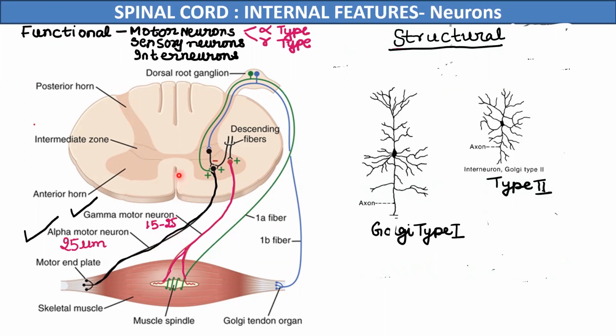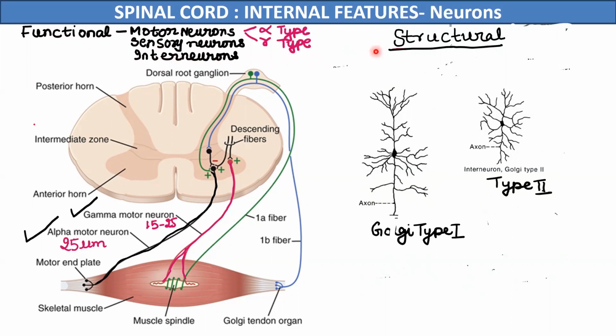The second type of neurons are the sensory type of neurons, and the sensory neurons are present in the posterior or the dorsal horn of the spinal cord, and these are smaller in size as compared to the motor neurons. The third type of neurons are the interneurons, which are present throughout the gray matter of the spinal cord, and these interneurons can be either inhibitory or excitatory.